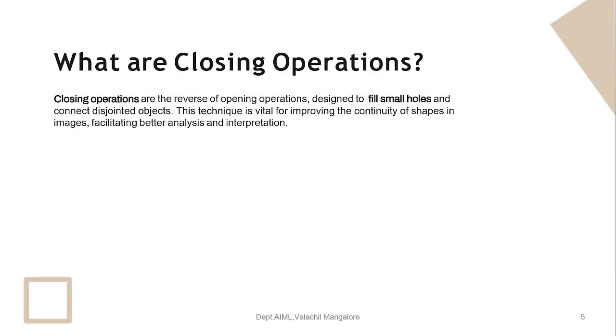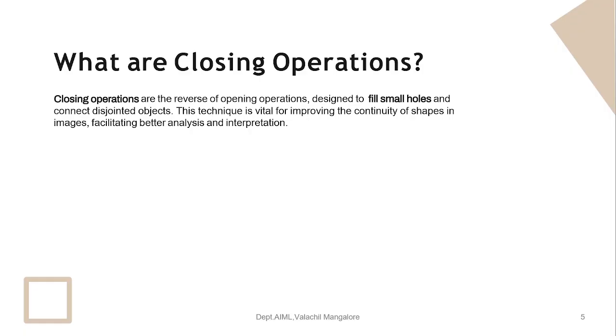What are closing operations? Closing operations are the reverse of opening operations, designed to fill small holes and connect disjointed objects. This technique is vital for improving the continuity of shapes in images, facilitating better analysis and interpretation. For example, consider an image with small white noise, meaning foreground, on a black background. After applying opening, small noisy regions are removed.